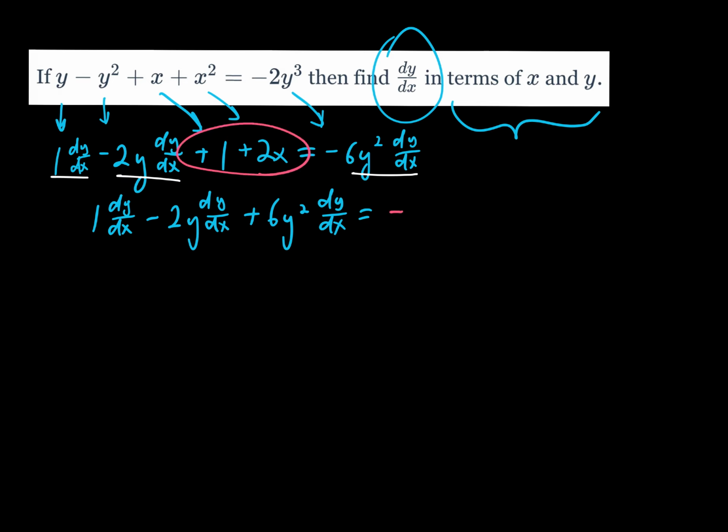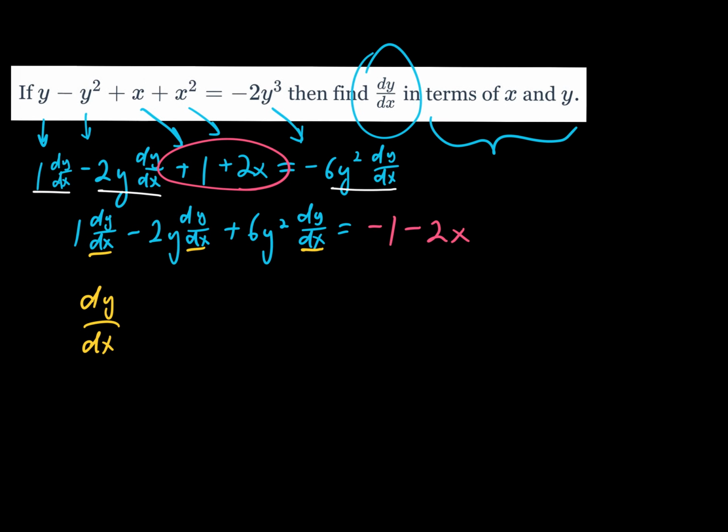So that would become a negative 1 and a negative 2x. Okay, let me just take a quick look. Did I do it right? Positive 6y squared. Good. All right, now here is what we want to do. These 3 terms here have a common factor. They may have more than just a dy/dx in common, but we're trying to solve for dy/dx. Take out just dy/dx and watch what happens. I'm left with a 1, a minus 2y, and a plus 6y squared.